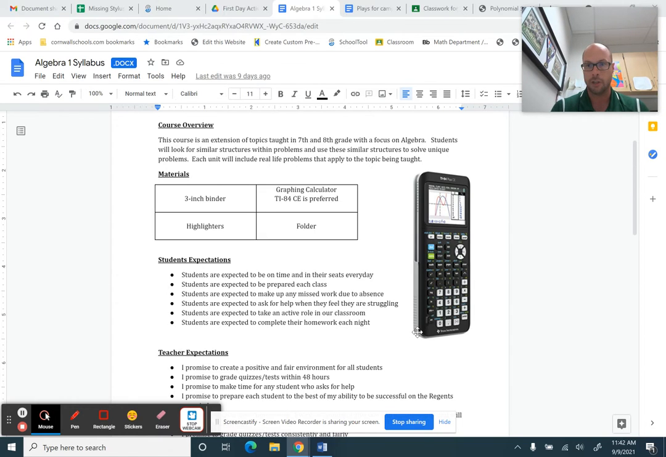This is my 15th year teaching here in Cornwall. This was my first job as a teacher. I love being here. It's a great school district. I am a coach. I coach football. I coach baseball, and I am also one of the math team coaches. So those of you in Accelerated, if you want to join the math team, let me know.